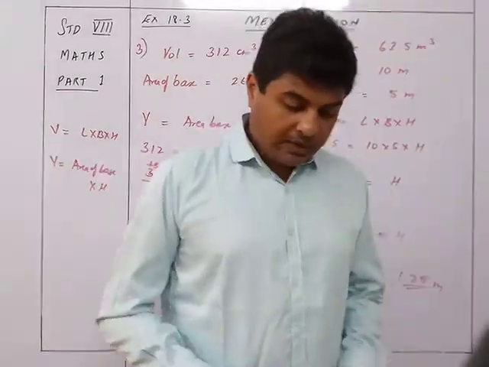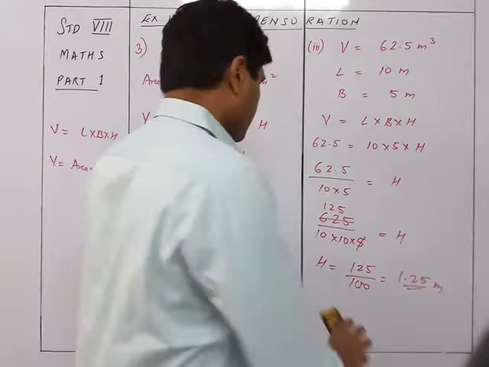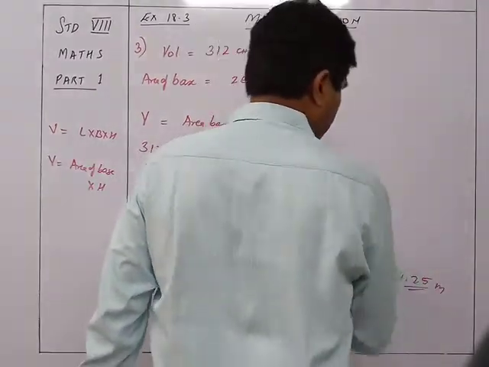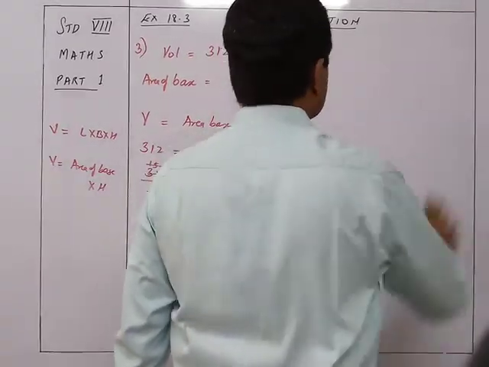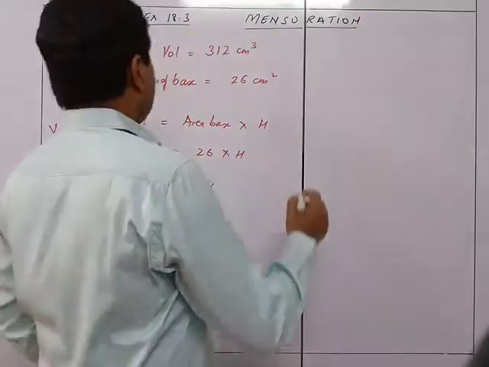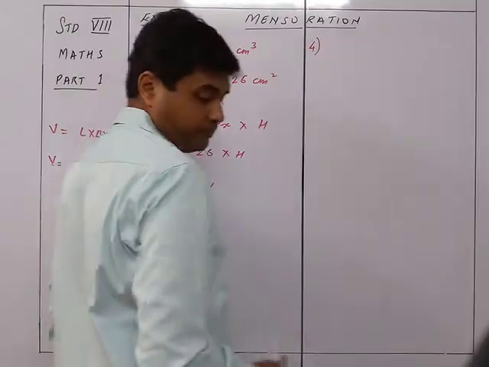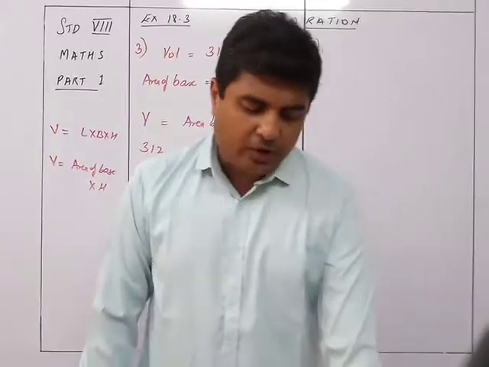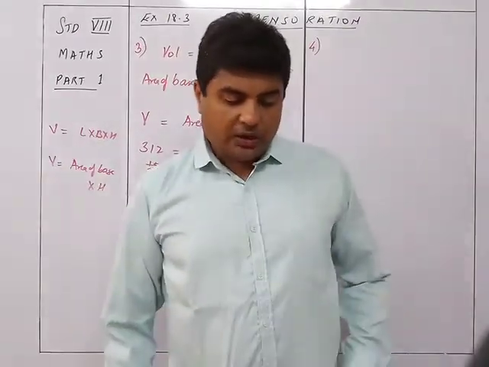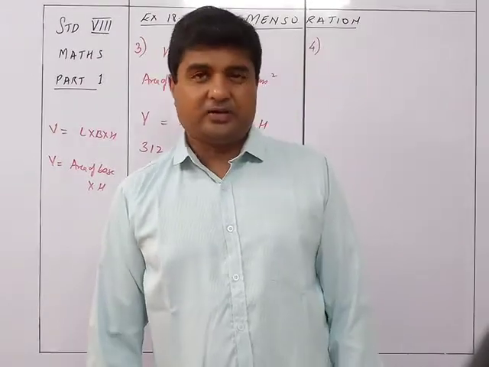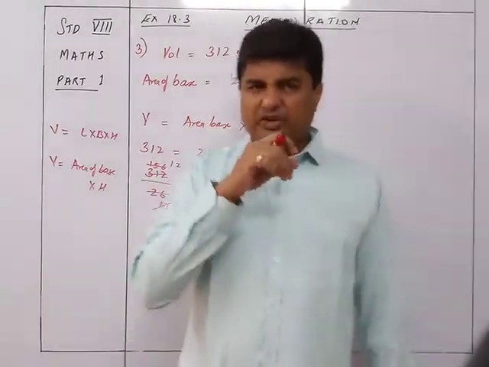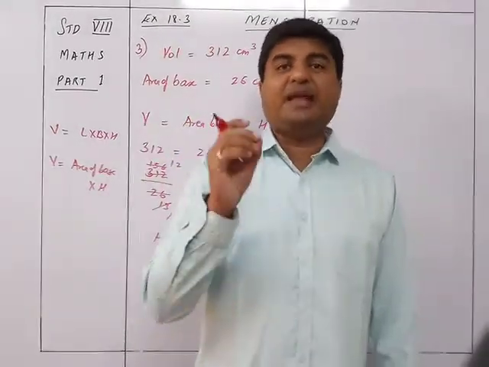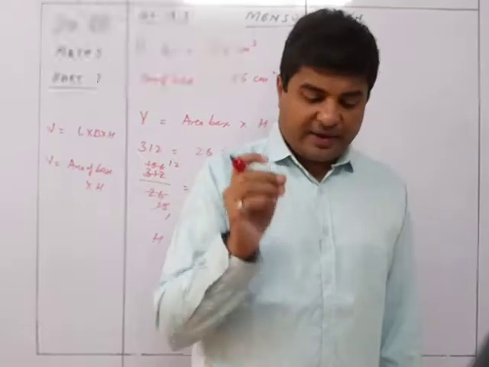So let's see sum number 4. Moving on to sum number 4. A godown is in the form of a cuboid of measures 55 meters, 45 meters and 30 meters. So whenever they are giving us the dimensions as 55 meters into 45 meters into 30 meters, that means the length is 55, breadth is 45 and height is 30 meters.